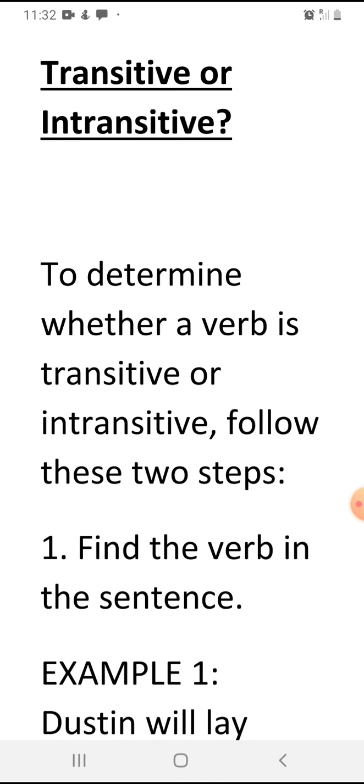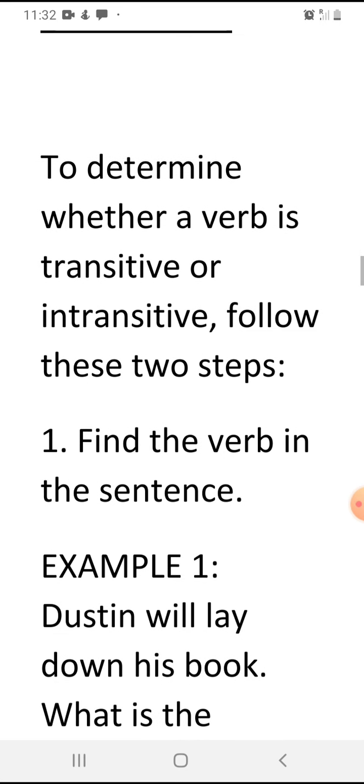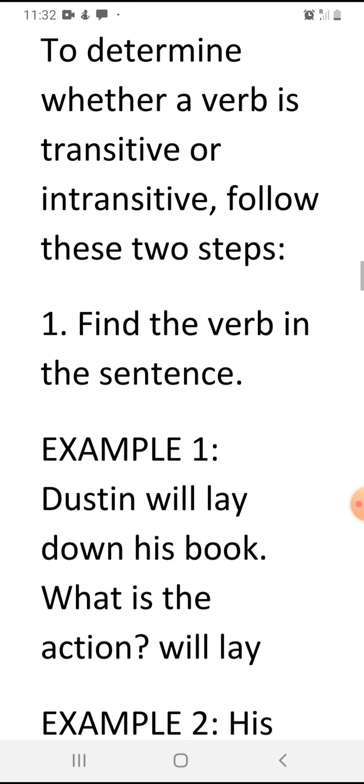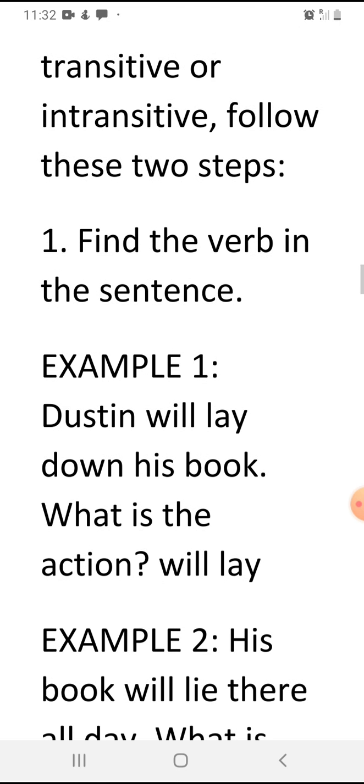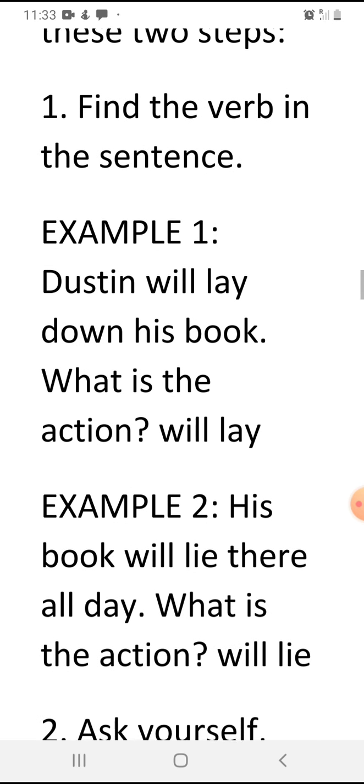Dear students, there are some rules to recognize a verb as transitive or intransitive. To determine whether a verb is transitive or intransitive, follow these steps. Find the verb in the sentence. Dear students, whenever you are asked to find out the transitive verb or intransitive verb in the sentence, first of all, you should know about the verb. What is the verb in a sentence?